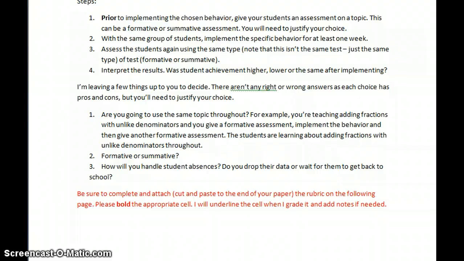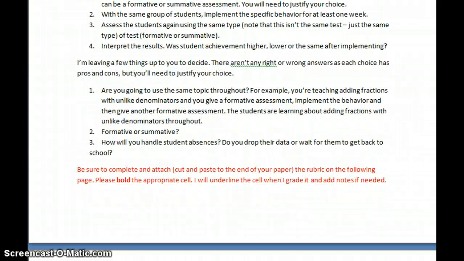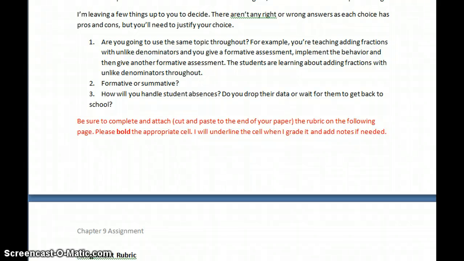Pick the lesser of two evils, whatever that is to you, and you're just going to justify why you made that choice. But again, there's really not any right or wrong answer. It's just what do you want to do. It might even just be based on availability, on student availability and time. That's fine too. Okay, decide, do you want to do a formative or a summative?